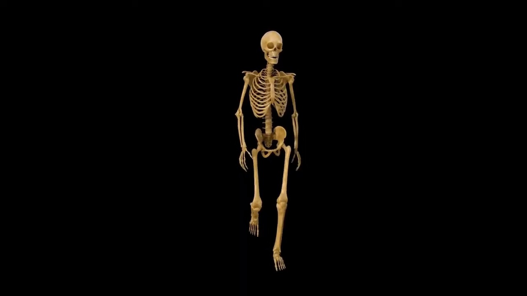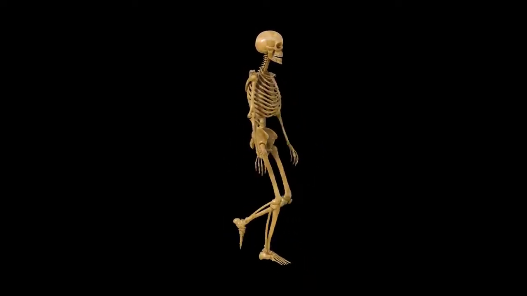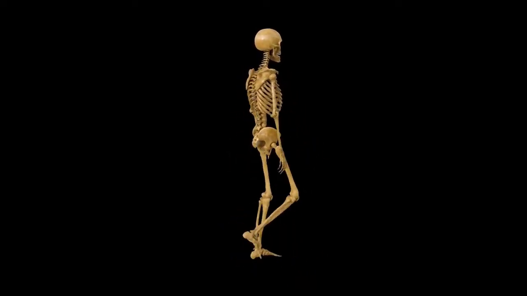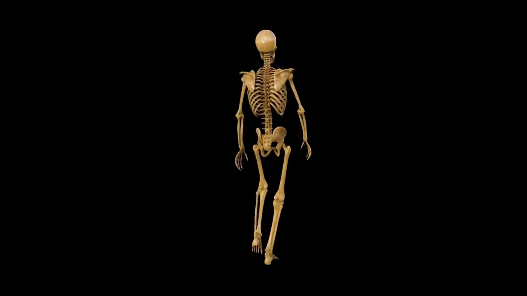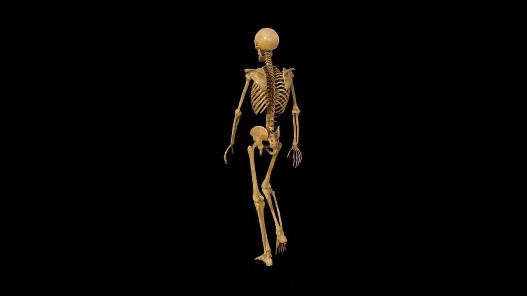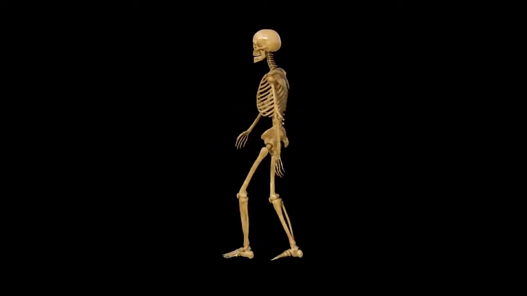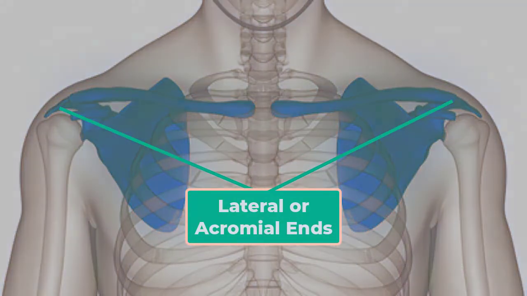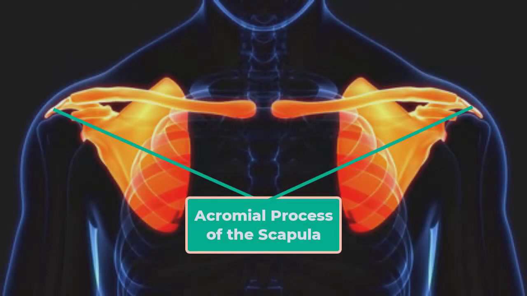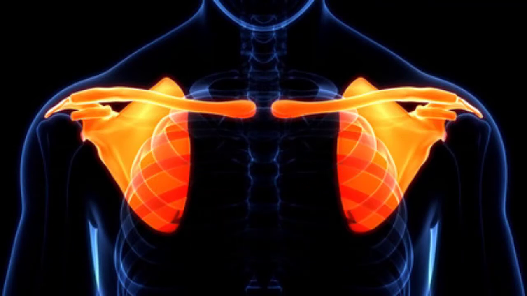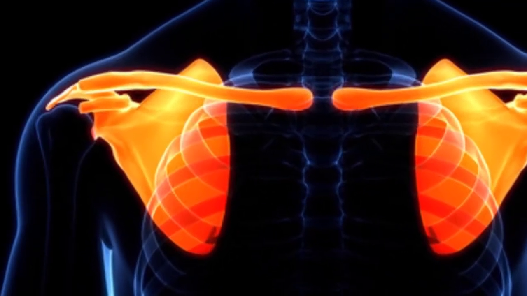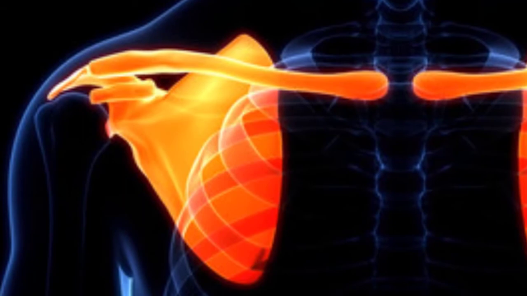This joint allows considerable mobility, enabling the clavicle and scapula to move upward and downward and anteriorly and posteriorly during shoulder movements. The lateral or acromial end of the clavicle articulates with the acromion process of the scapula. This is the portion of the scapula that forms the bony tip of the shoulder.